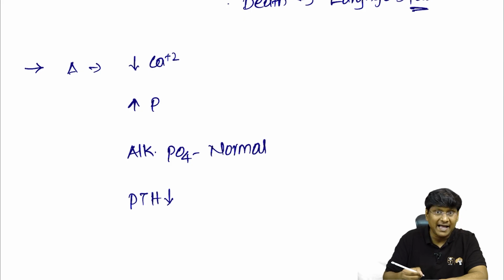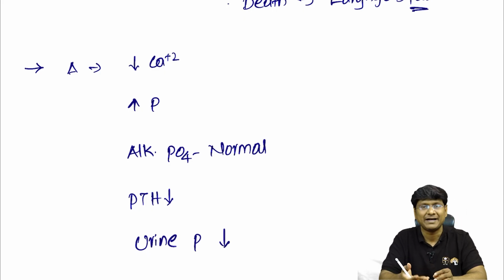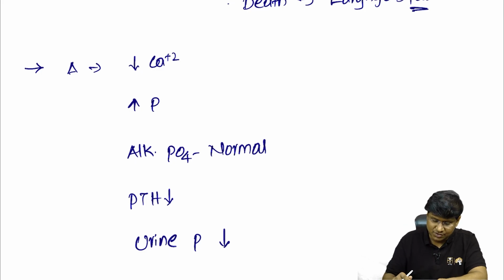And what will happen to the urine phosphate levels? The urine phosphate levels will be reduced, because parathormone is the one which inhibits phosphate reabsorption at the level of the tubules, and that increases the urine phosphate. And when parathormone is not there, the urine phosphate levels will be reduced.